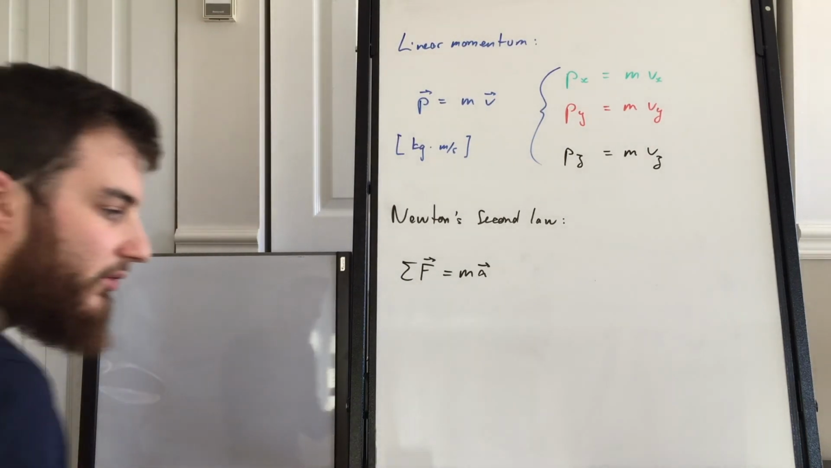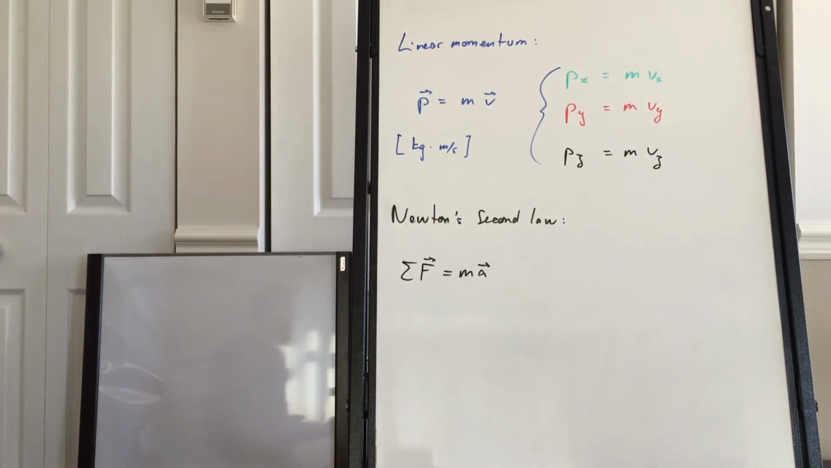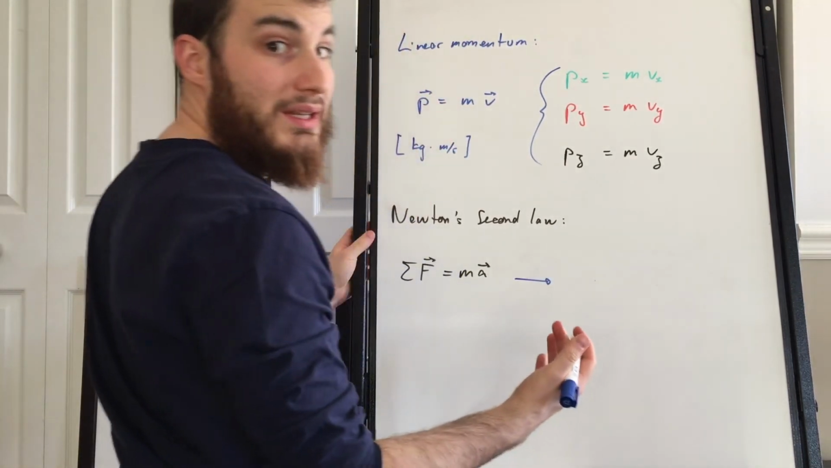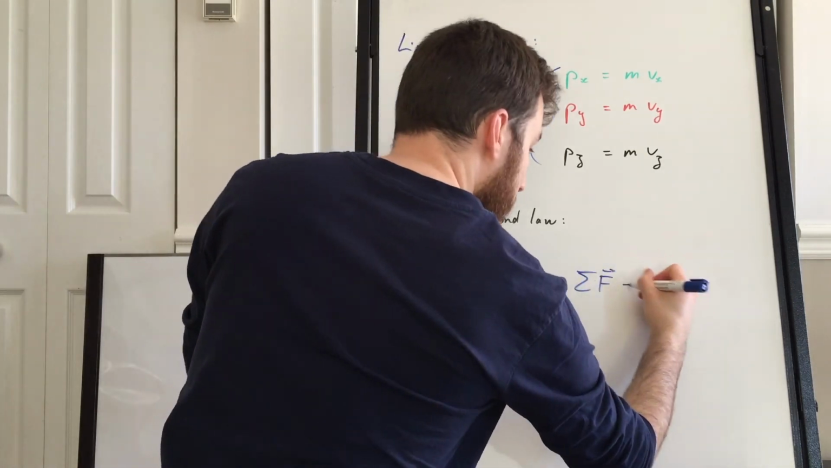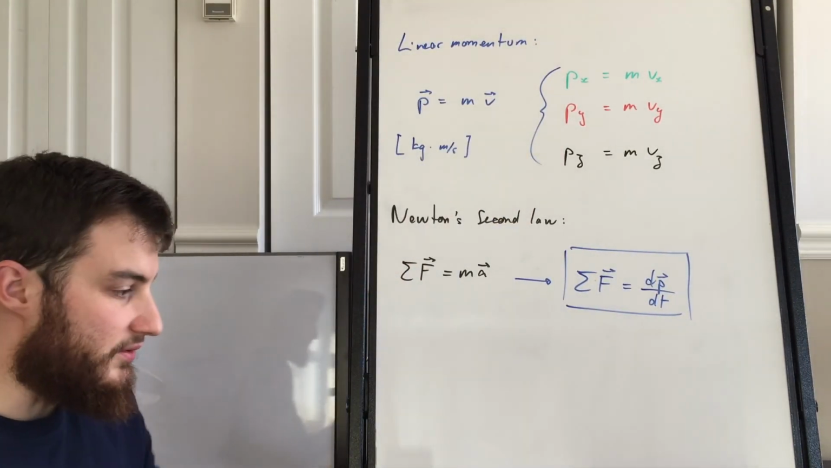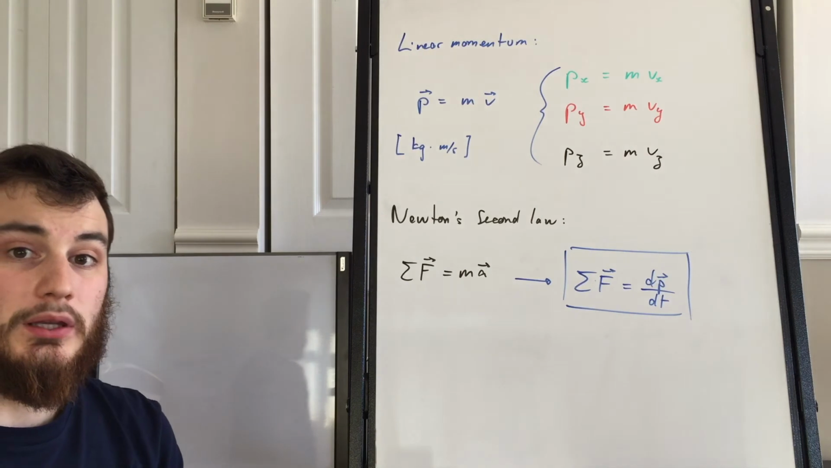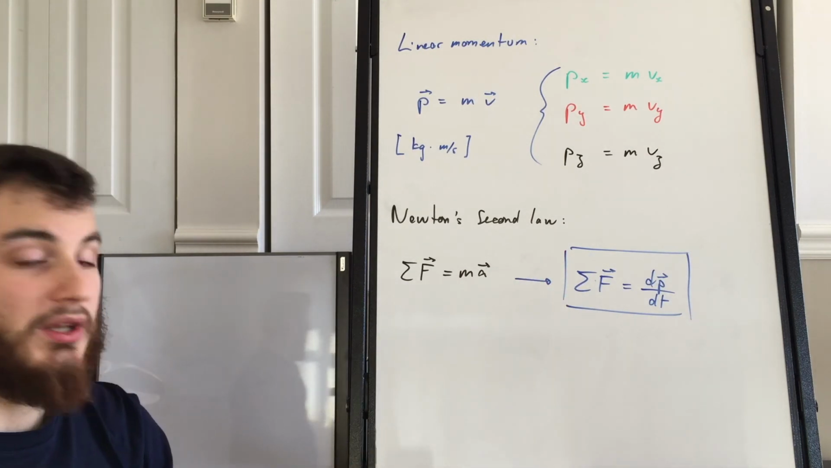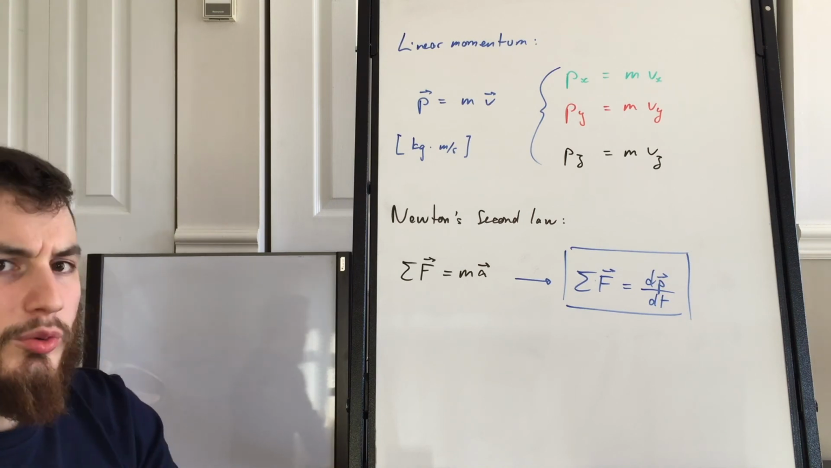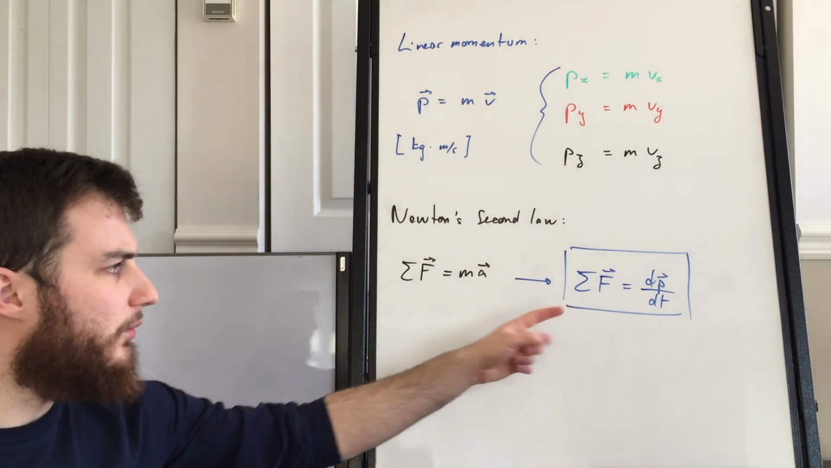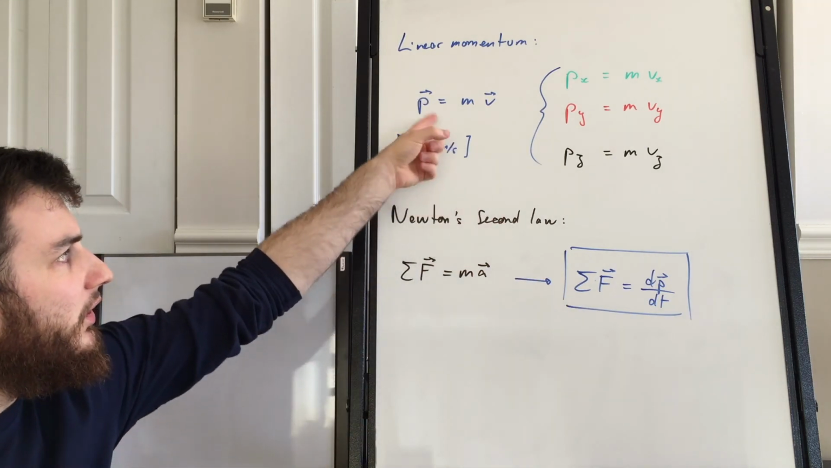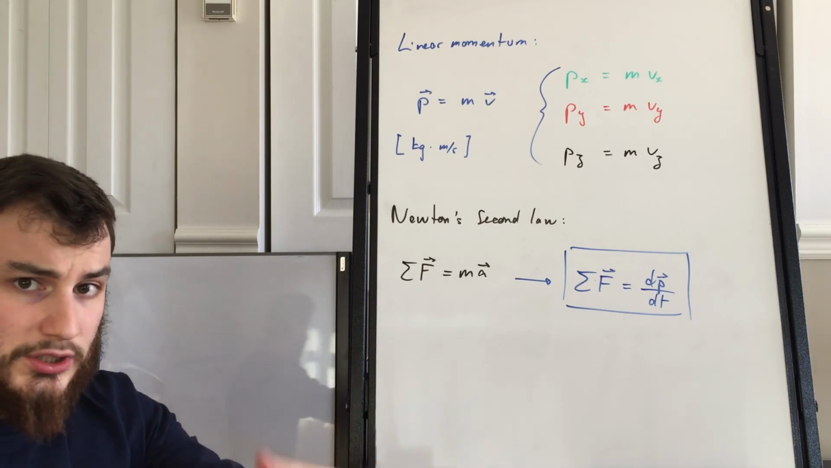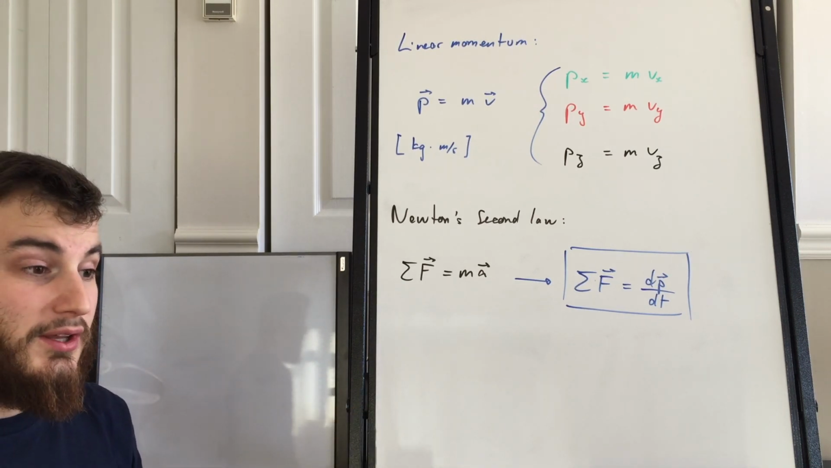We had the sum of the forces is equal to the mass times the acceleration. Knowing now what the linear momentum is, we can rewrite this and write the sum of the forces is equal to dp/dt, or the net force is the rate of change in momentum. If you want to make sure that you can go from this one to that one, just take the derivative of the momentum, knowing that the mass is kept constant. Use your rules of derivatives and you'll go back to this.